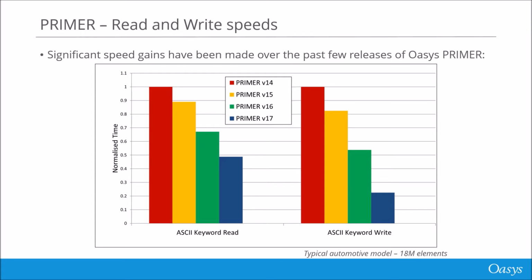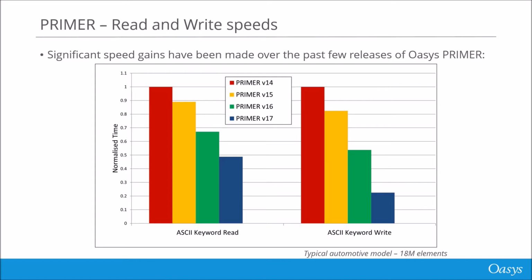Here we're showing read and write speeds across the last few releases of Oasys Primer. Now this is reading and writing ASCII keyword data, so this is in LS-DYNA keyword format. As you can see with reading, we've made significant gains over the past few releases. We're now just over twice as fast as we were a few releases ago.